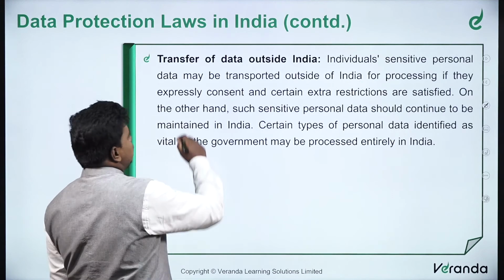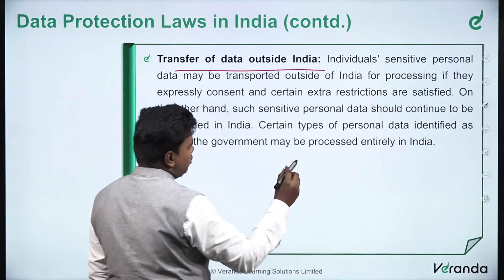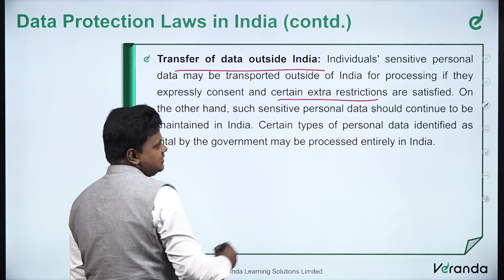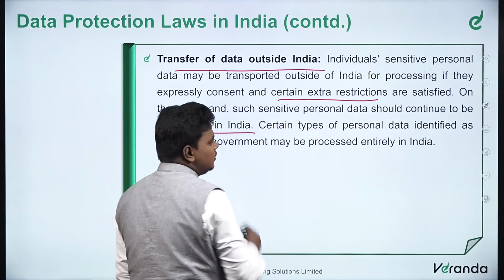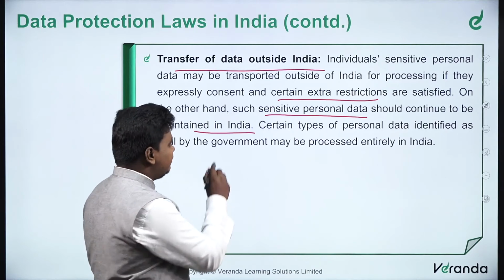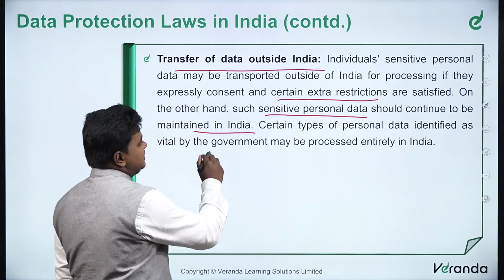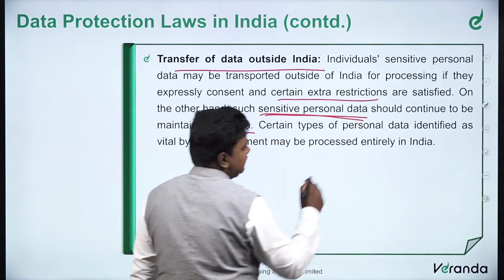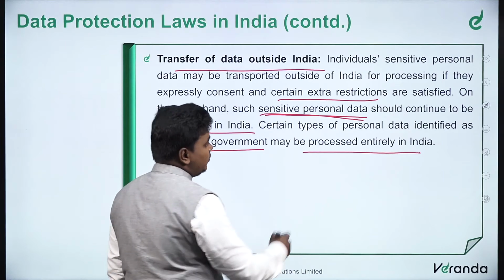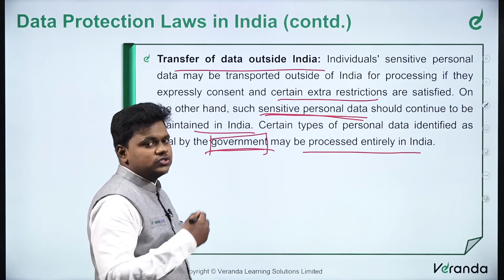So, then the transfer of data outside India. Individuals' sensitive personal data may be transferred outside India for processing if they expressly consent and certain extra restrictions are satisfied. On the other hand, such sensitive personal information should continue to be maintained in India. So, sensitive personal data should be stored in India itself. Even overseas companies should store the data of Indians only in India, if it is such sensitive personal data. Certain types of personal data identified as vital by the government may be processed entirely in India. So, who actually decides what is sensitive data? It is the government of India. Such data should be stored only in India and should not be given outside India.